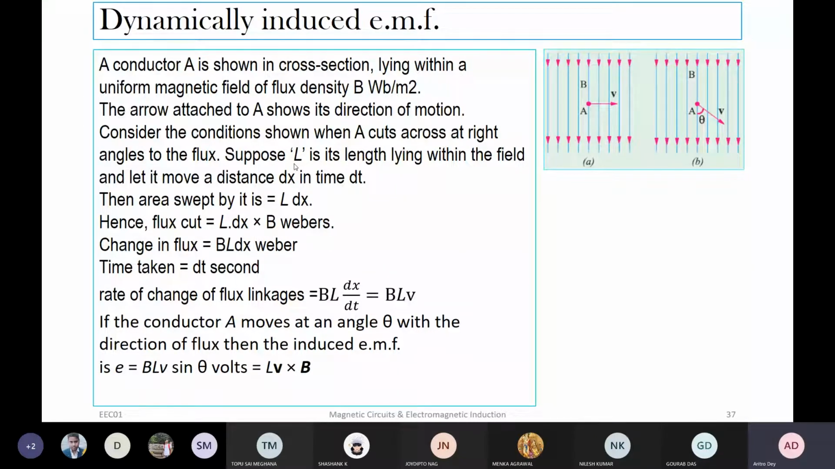Dynamically induced EMF is what? Whenever a conductor is moving in a constant magnetic field of flux density B Weber per meter square. Here we have given an example: this is a magnetic field, and A is the cross section of a wire or conductor lying within a uniform magnetic field of flux density B Weber per meter square. Then the arrow attached to A shows the direction of the motion, and you will get the direction from Fleming's right hand rule, or if the arrow is given, then this is your right hand.